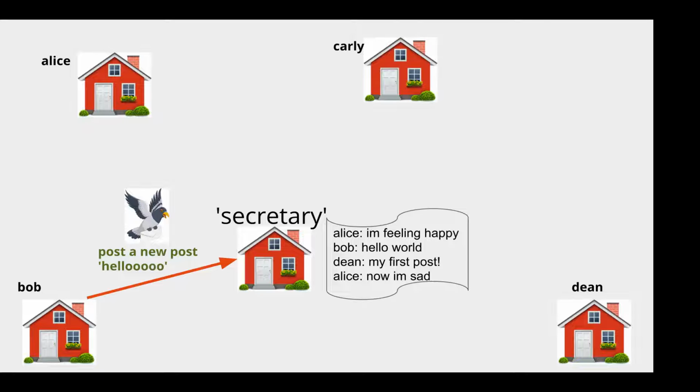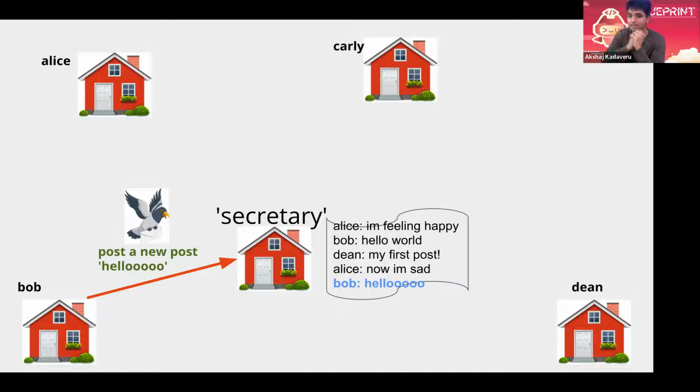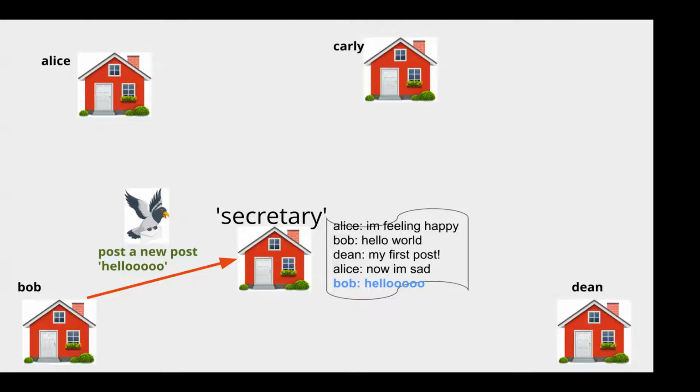And then maybe Bob wants to make a new post. Bob wants to post hello on Facebook. Well, then Bob sends that information in a pigeon to the secretary. And then the secretary just writes hello onto the ground truth, the main location of information.